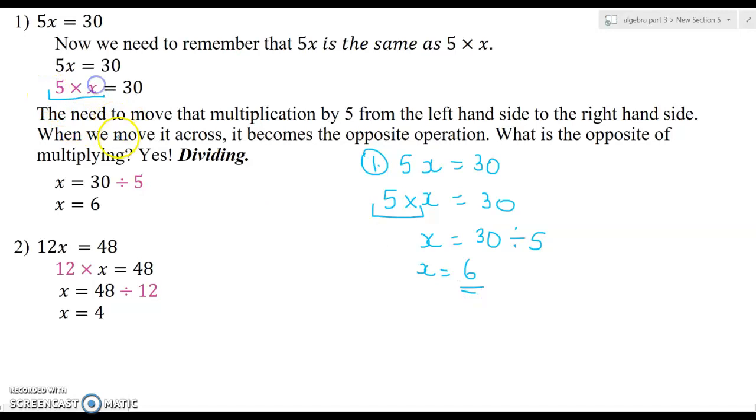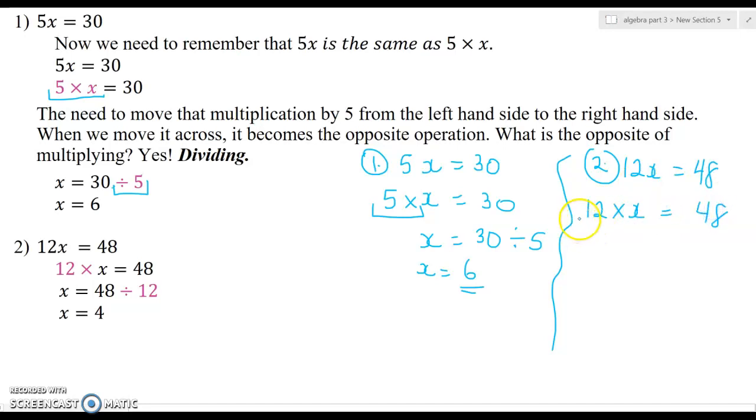I highlighted the 5 multiplied by x, and when we move across that multiplication by 5 to the other side, it becomes division by 5. And then, similarly for number 2, 12x is equal to 48. 12x is the same as 12 multiplied by x, and that's equal to 48. We want to move across the multiplication by 12, so we get x is equal to 48 divided by 12. x is equal to 4.